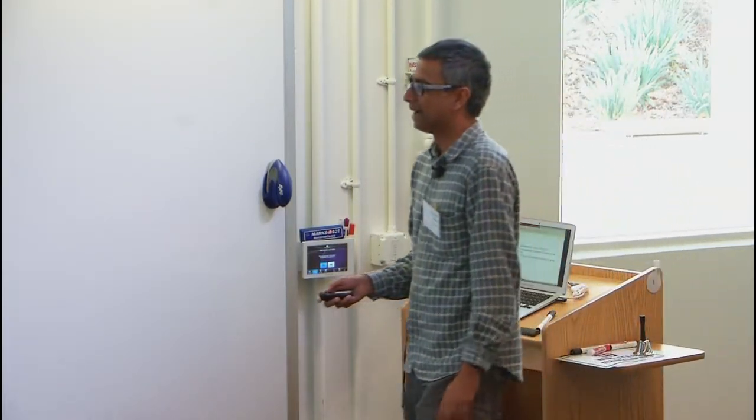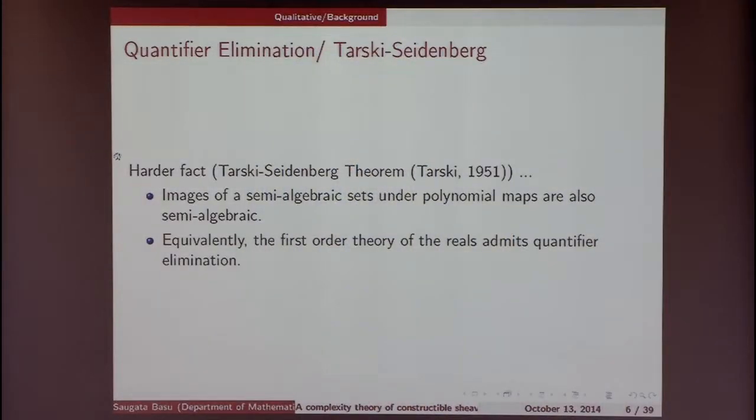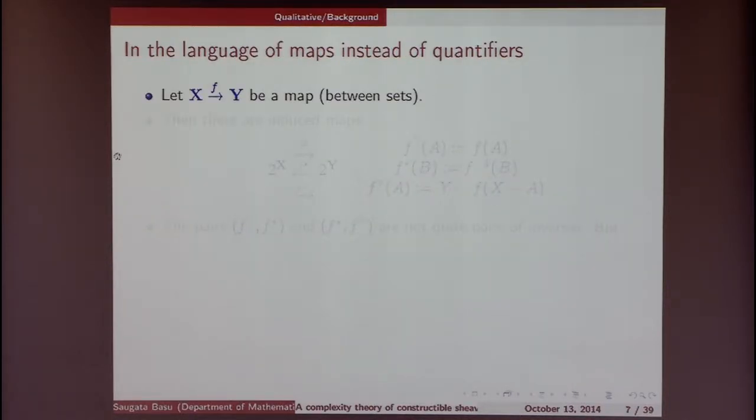All right, this next slide might look a little pedantic, but I want to restate Tarski-Seidenberg in this slightly more pedantic way, because later on we are going to have some suggestive analogies. So let's forget about semi-algebraic sets. Let's just consider maps between sets.